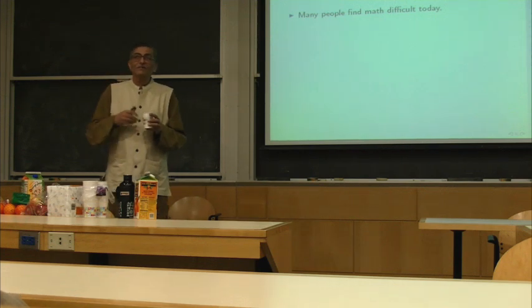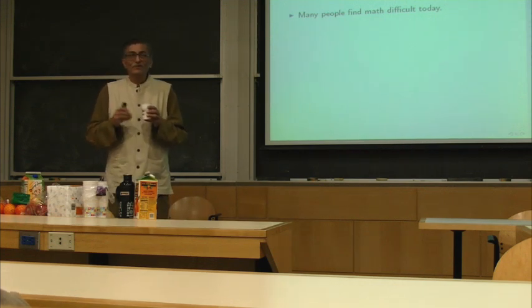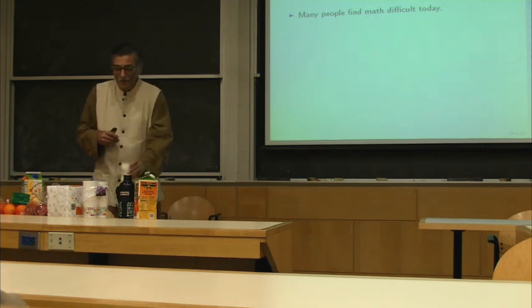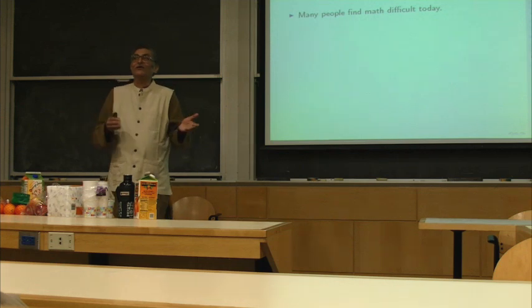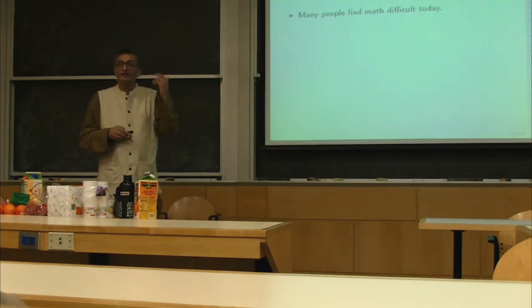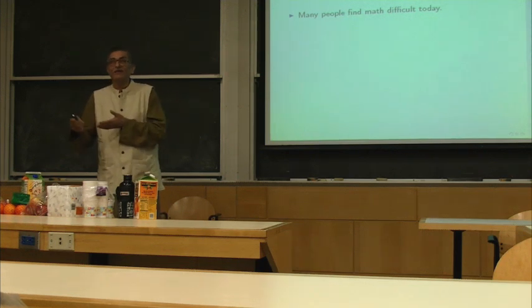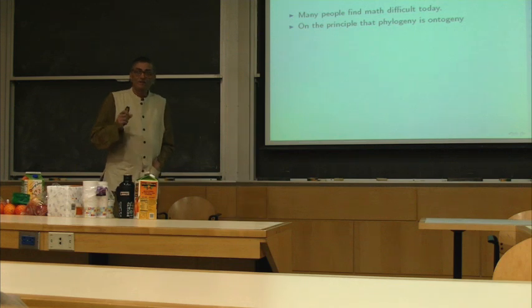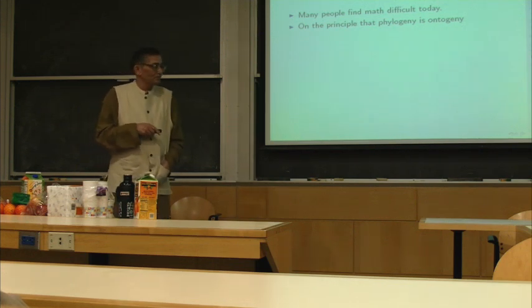Most of you would like music, I'm sure. So music is still likable. What happened to mathematics? Between Plato and now, what did we do to it that it has become such a nightmare for people? We still keep talking about the aesthetic value of mathematics when people are finding it such a nightmare that they give it up. So there is a problem there, on the principle that phylogeny is ontogeny.